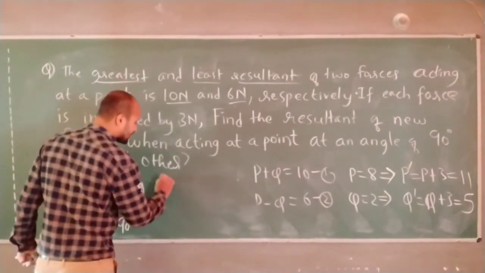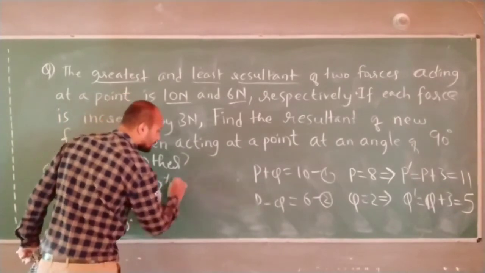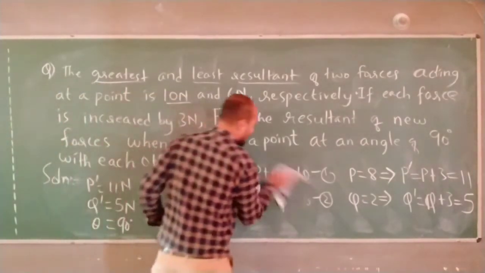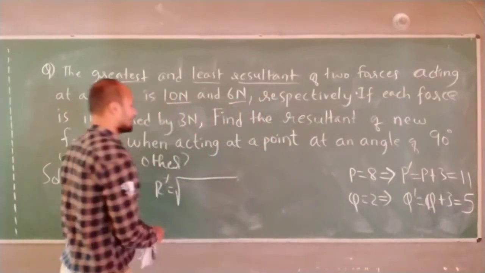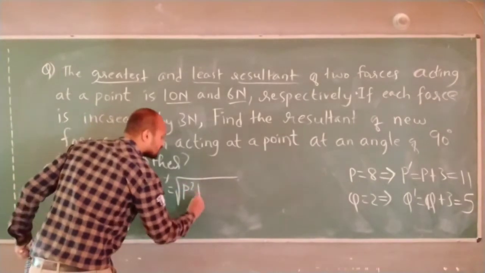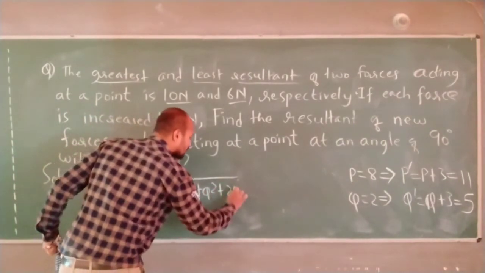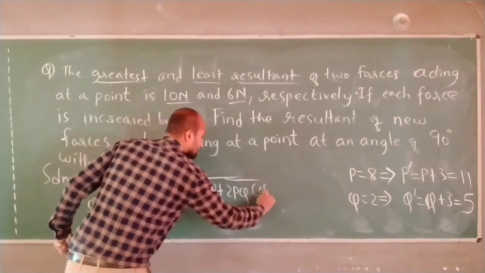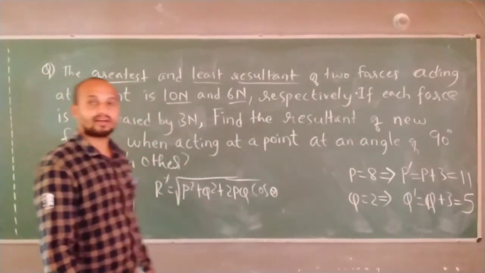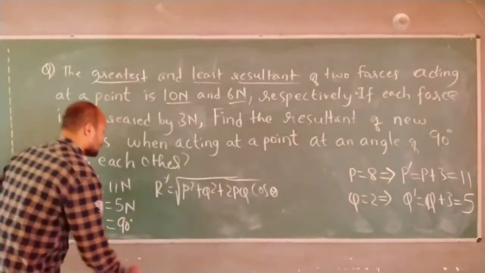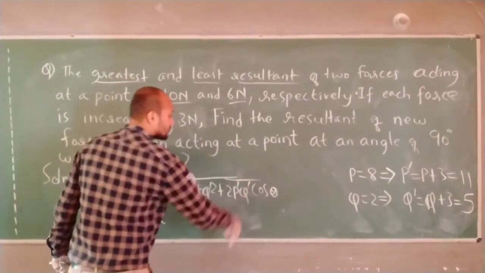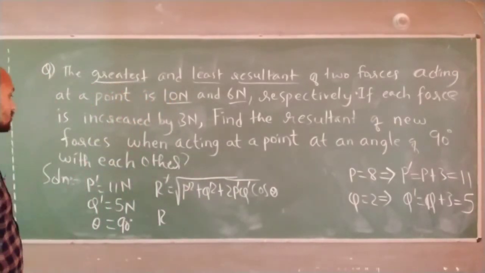So the new resultant due to the new forces will be root of P square plus Q square plus 2PQ cos theta. In this case, cos 90. What is the value of cos 90? It is 0. So R dash, sorry, this has to be P dash and Q dash.